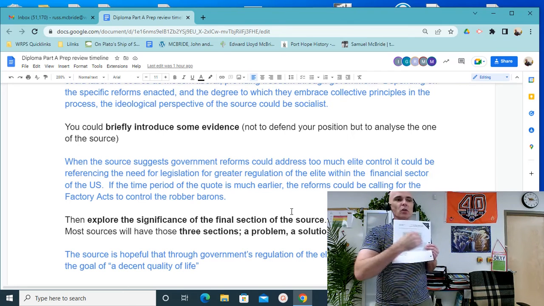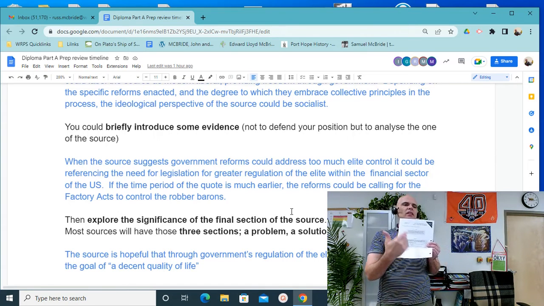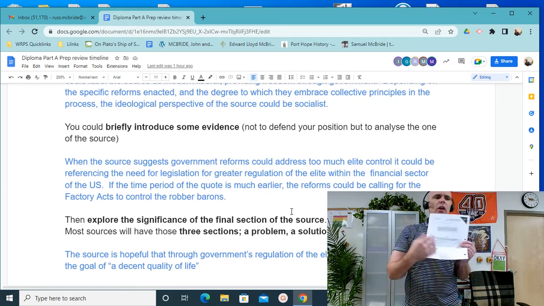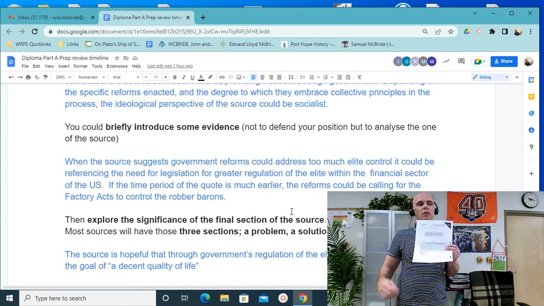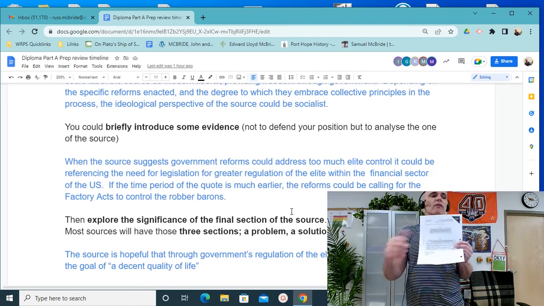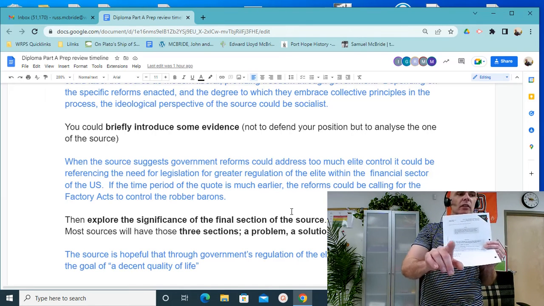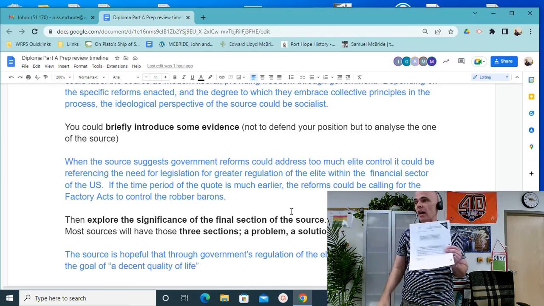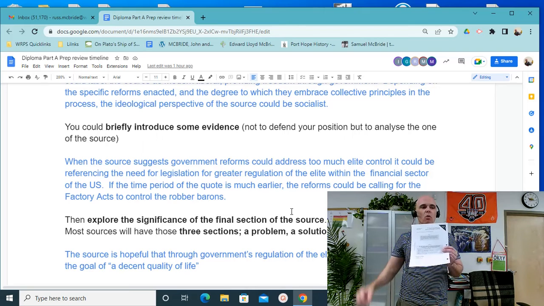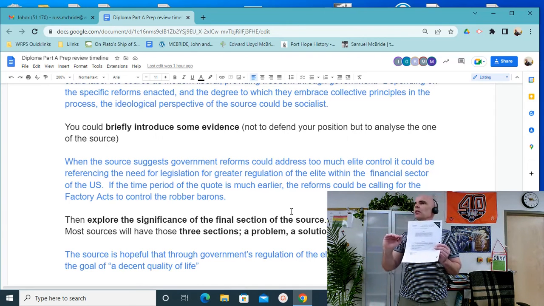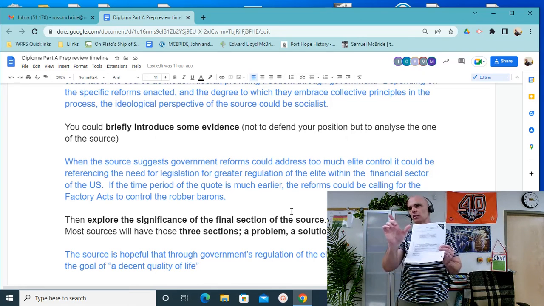So, when the source suggests government reforms could address too much elite control, it could be referencing the need for legislation, for greater regulation of the elite within the financial sector of the United States. If the time period of the quote is much earlier, the reforms could be calling for the factory acts to control the robber barons. I have some evidence to further the perspective, but I didn't write pages and pages about the factory acts. I just connected them to the idea of regulating the elite. Or I didn't write pages and pages about the financial meltdown of 2008, but I connected that with the idea that maybe the elite had too much control.